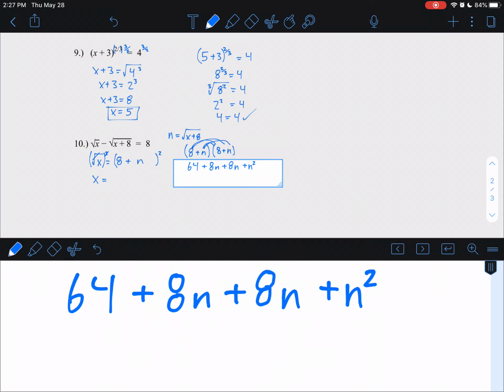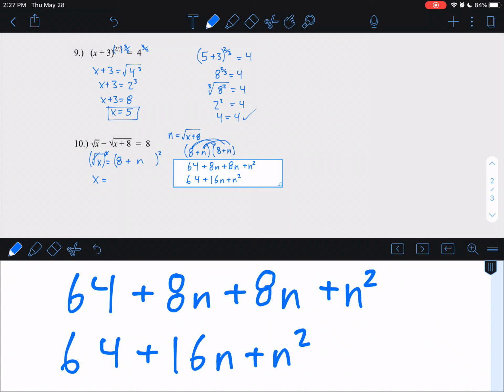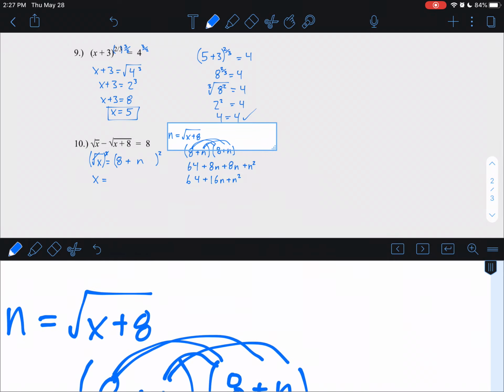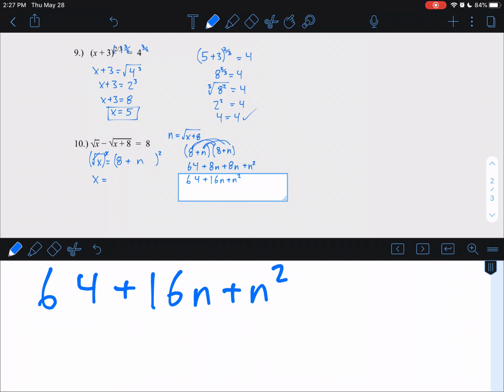And I'm going to combine my like terms. So this is going to be n squared plus 16n. Actually, no, I'll just leave it in the order that it was already written. So 64 plus 16n plus n squared. And now I have to replace my n back in there, because I can't just leave my n over there. I have to put my n back into here.